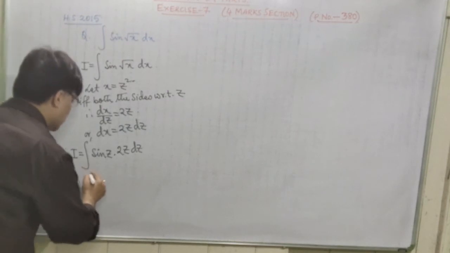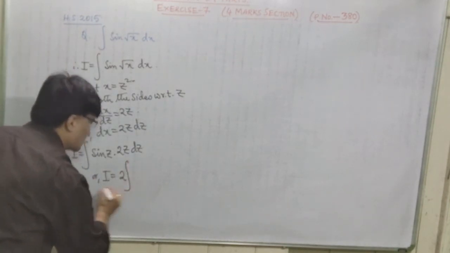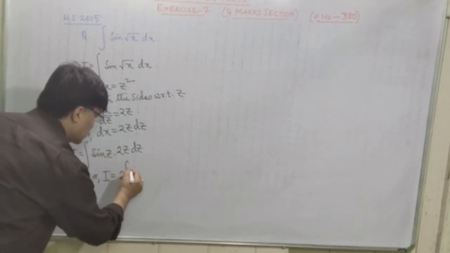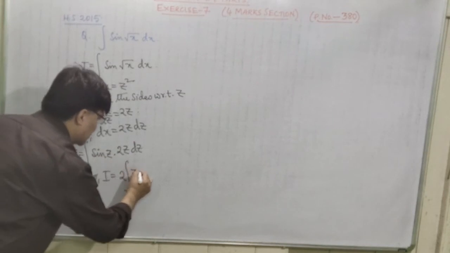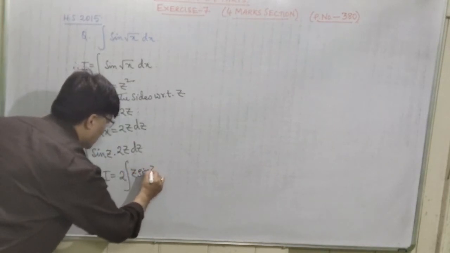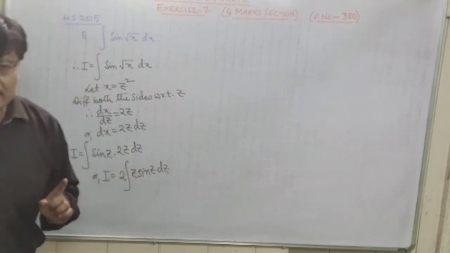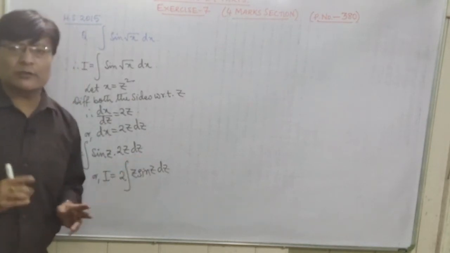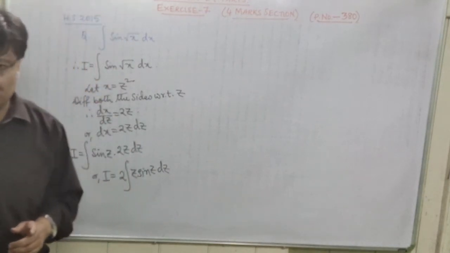Here 2 is constant, it is taken outside. I is equal to 2 times the integration of, let us first write this z and then sine z, it is z sine z dz. Now this is the integration of the product of two different functions, so you have to use integration by parts.